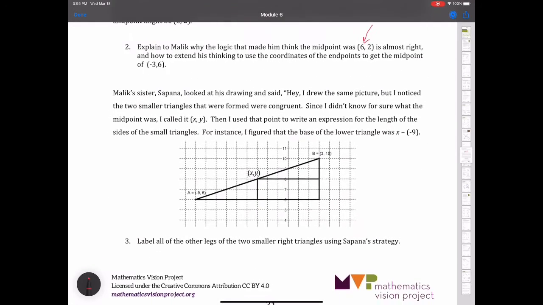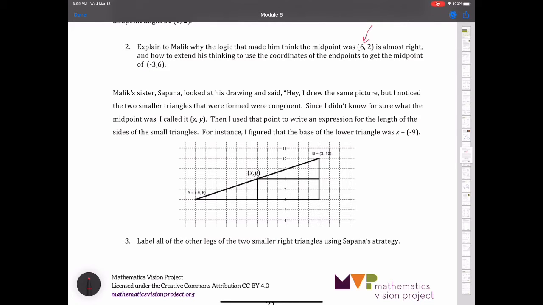Malik's sister, Sapana, looked at his drawing and said, "Hey, I drew the same picture, but I noticed the two smaller triangles that were formed were congruent. Since I didn't know for sure what the midpoint was, I called it (x, y), just an ordered pair. Then I used that point to write an expression for the length of the sides of the small triangles. For instance, I figured that the base of the lower triangle was x minus a negative 9." Just looking at the distance between those two.